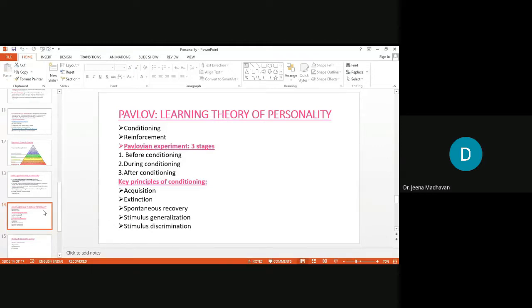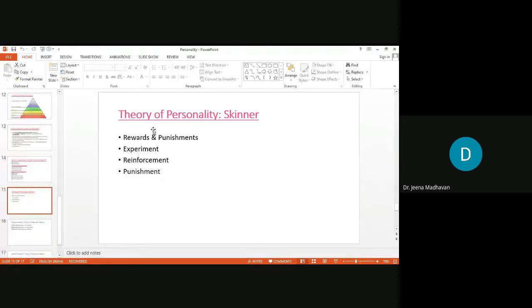So operant, the term itself says that something operates. So this is also a method of learning. This operant conditioning is also a method of learning. And we can say that this type of learning occurs through rewards and punishment.